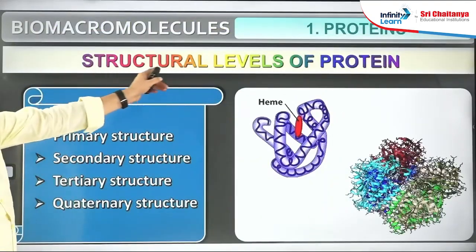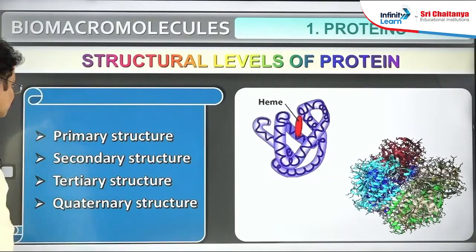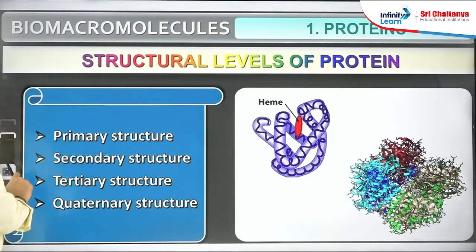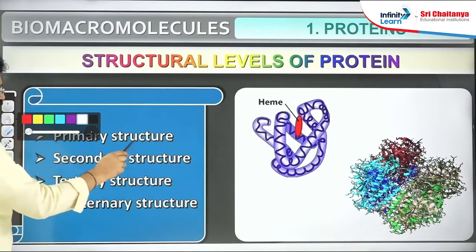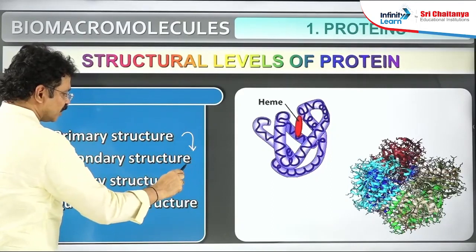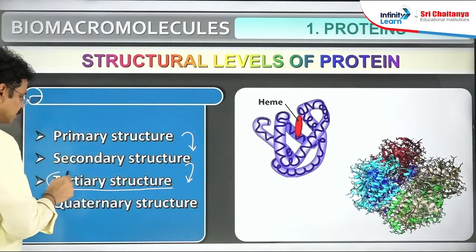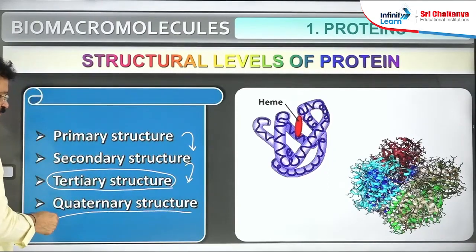Now the different structural levels of the protein. During protein formation, the first formed structure is the primary structure. Later, the primary structure gradually turns into the secondary structure, the secondary form. The primary form is modified into secondary. After that, the secondary form is modified into tertiary. It is the functional form of protein. But rarely a quaternary form is there.